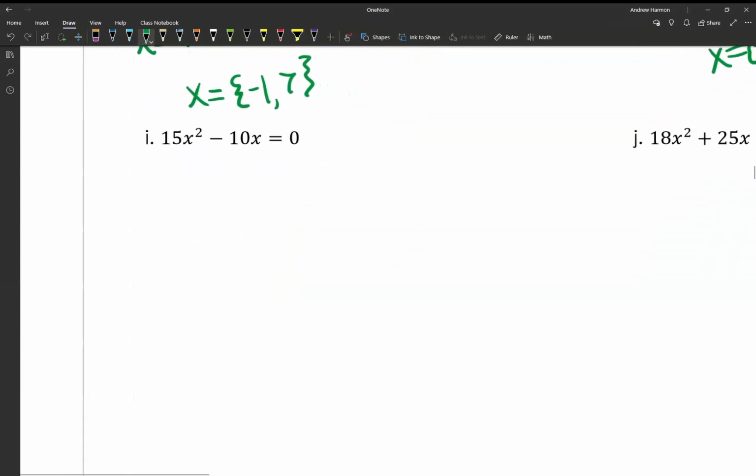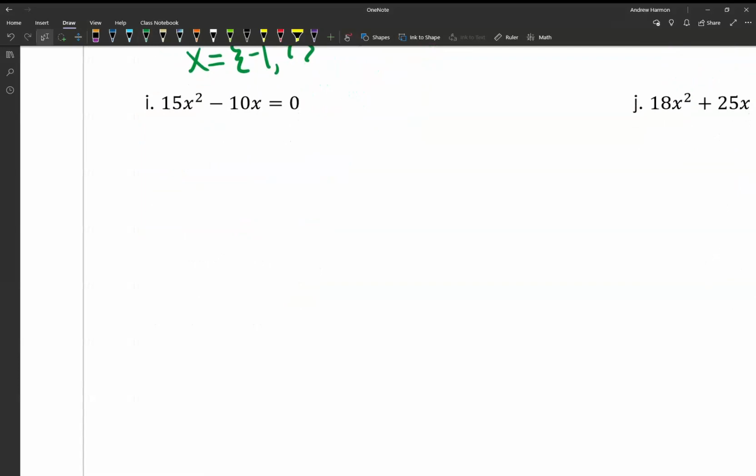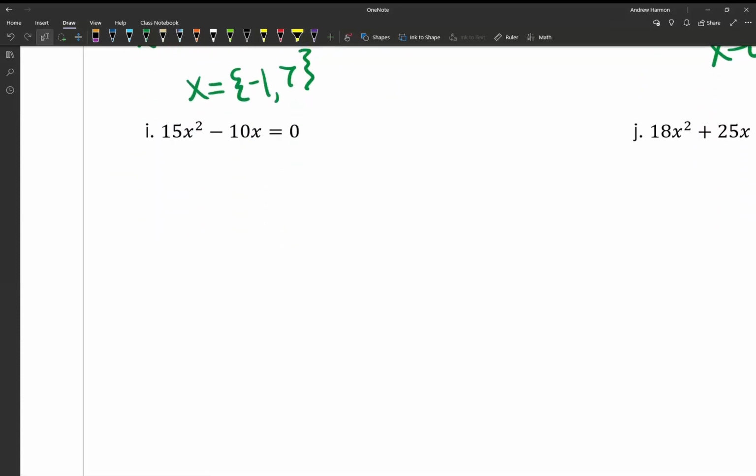Letter I. This one, right off the bat, notice that 15 and 10x, they both have an x term and they both have a 5 in them. So first off, I'm going to try to get rid of that GCF. I'm going to divide out that 5x that they both have. And then what I'm left with is a 3x minus 2. That's going to equal 0.